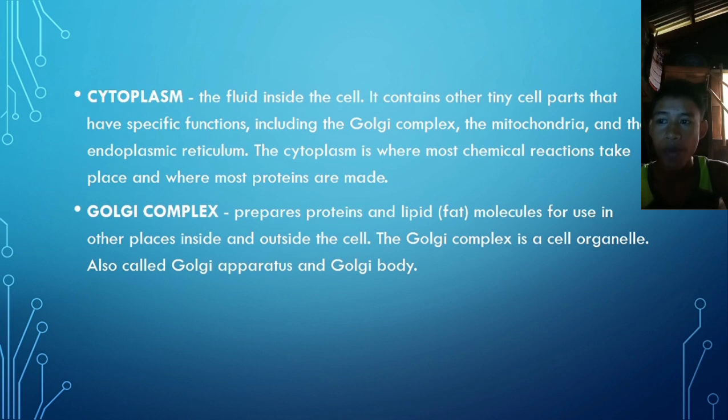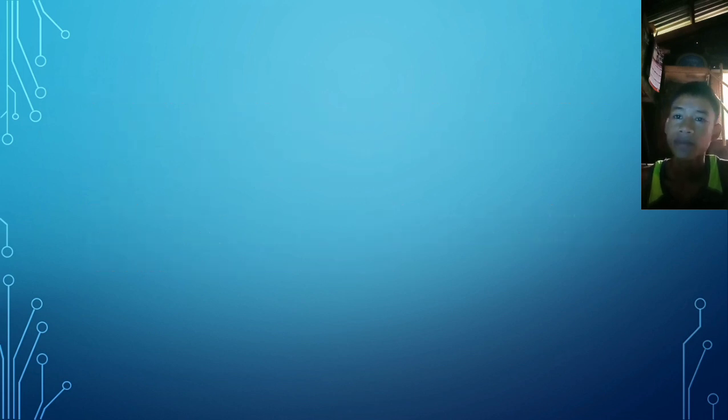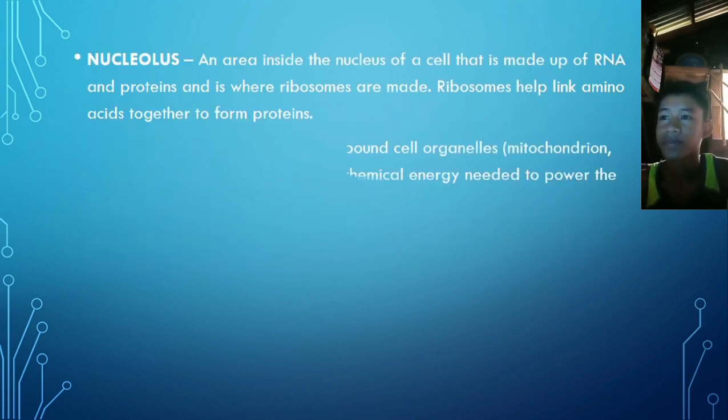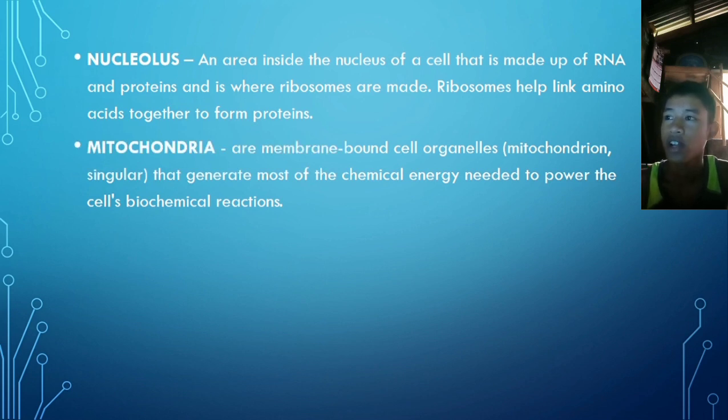The Golgi complex prepares proteins and lipid fat molecules for use in other places inside and outside the cell. The Golgi complex is a cell organelle, also called Golgi apparatus and Golgi body. The next part is the nucleolus. The nucleolus is an area inside the nucleus of a cell that's made up of RNA and proteins, and it is where ribosomes are made. Ribosomes help link amino acids together to form proteins.